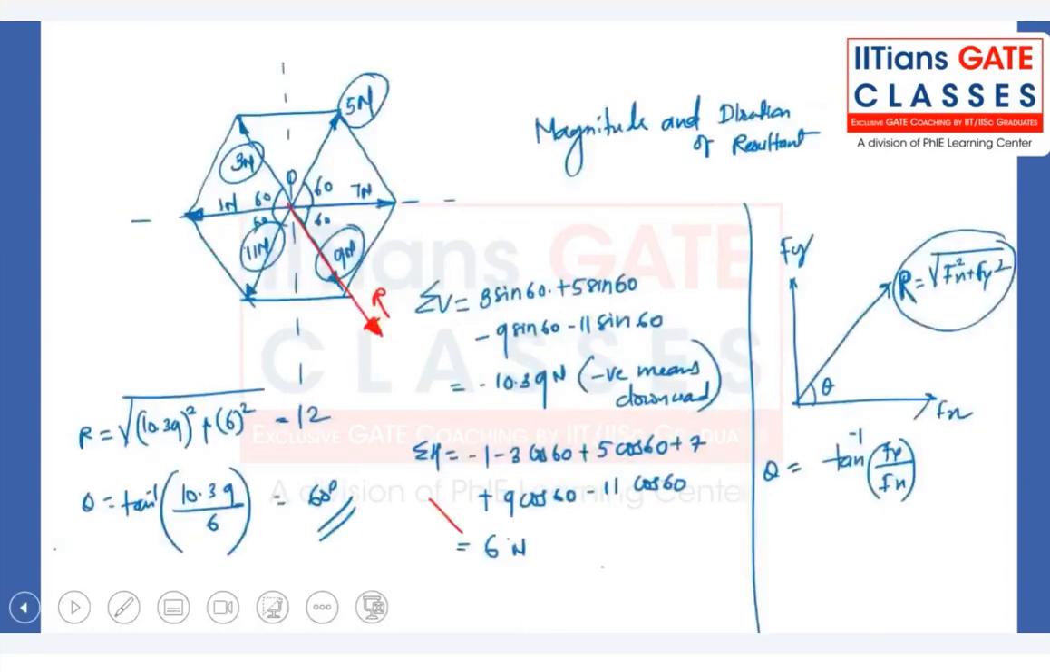The horizontal component is how much? 6 Newton. The vertical component is 10.39. Resultant is 12. Are you following? Any doubt till this?